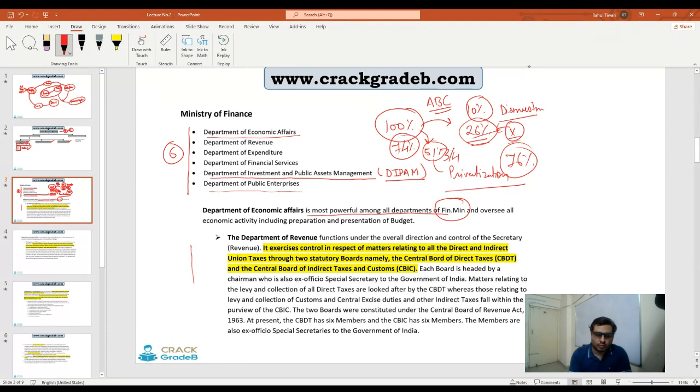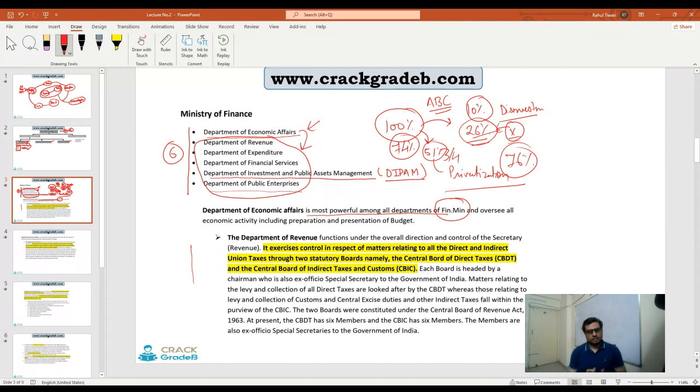So it's the most powerful among all the departments and oversees the economic activity of all departments. In all four departments, everything is supervised by Economic Affairs, and they also coordinate with all the ministries and bodies related to finance and economy in India. Every department is headed by a secretary, but the most efficient one is going to head Economic Affairs.